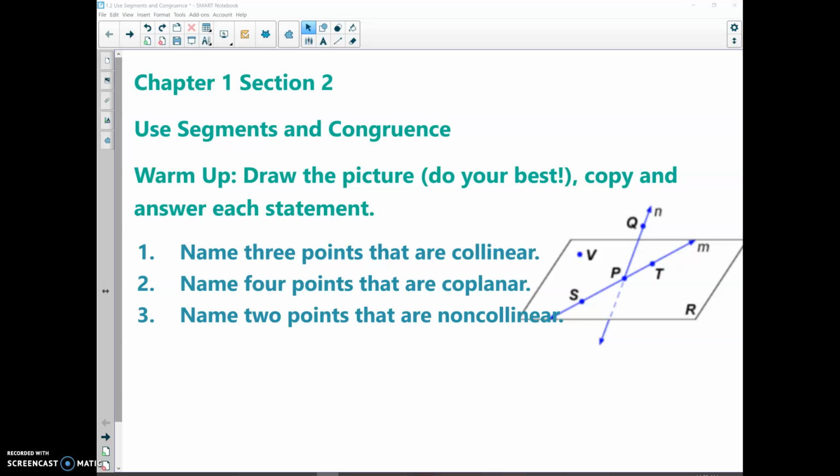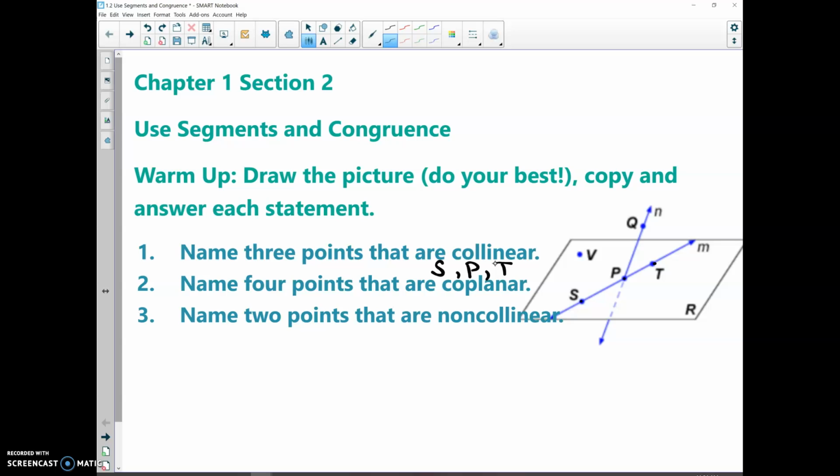Alright, so 3 points that are collinear, so along the same line. That would be S, P, and T. M is not a point, M is the name of that line. So this is S, P, and T. Name 4 points that are coplanar.